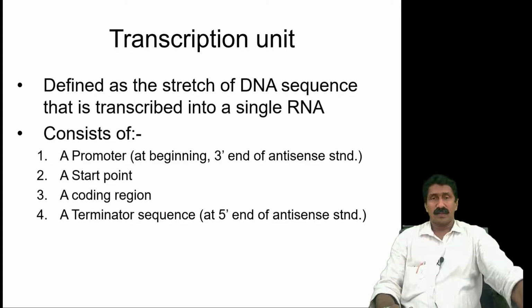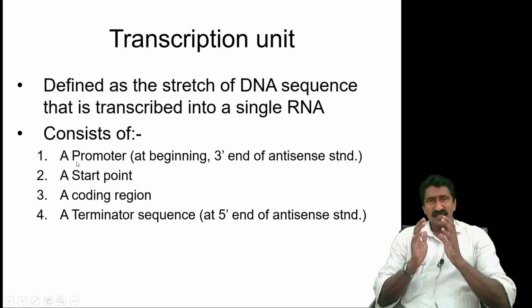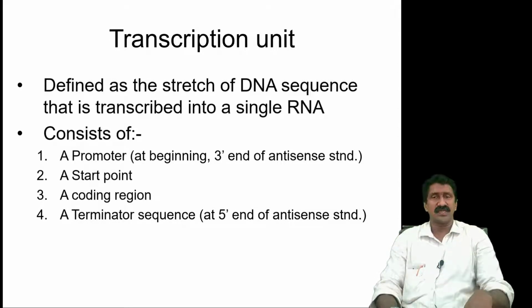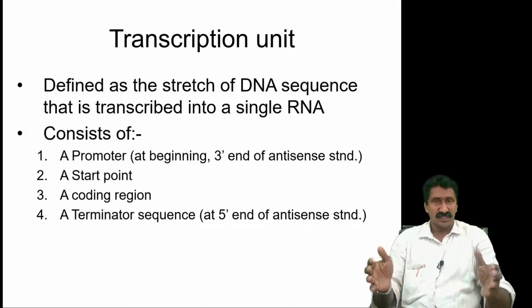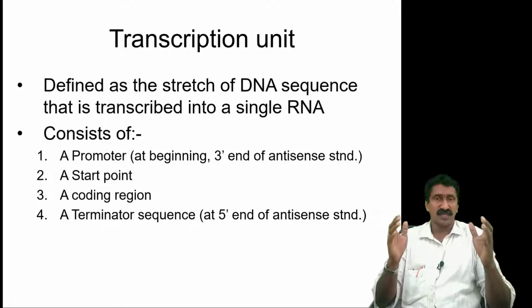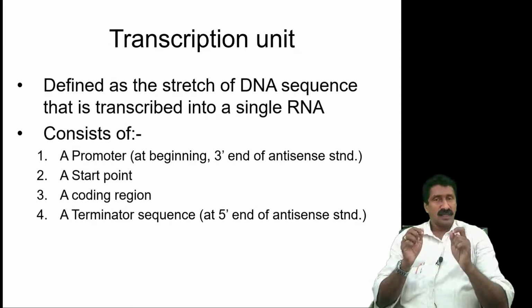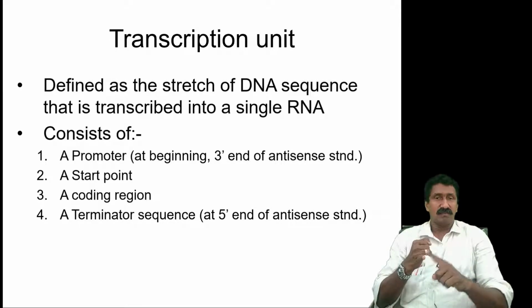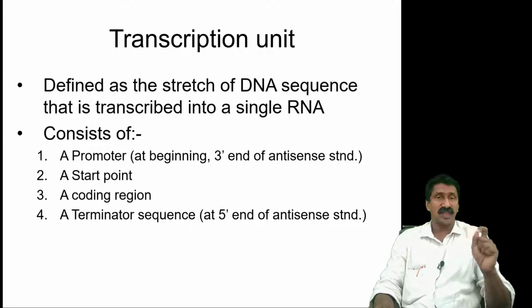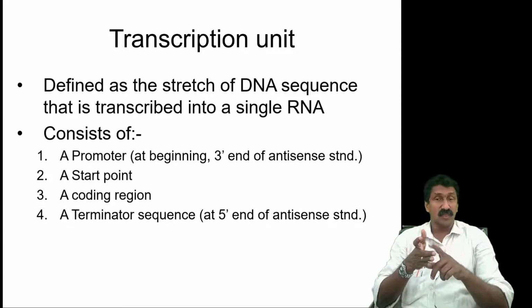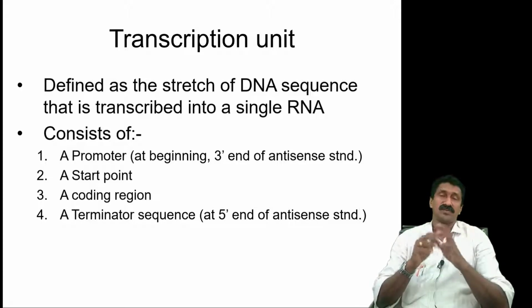Okay. So the transcription unit is defined as the stretch of the DNA sequence that is transcribed into a single RNA. It consists of a promoter region at the beginning, which is at the 3' end of the antisense strand. Then there is a start point of transcription, there is a coding region of the gene, and there is a termination sequence which is present at the 5' end of the antisense strand.